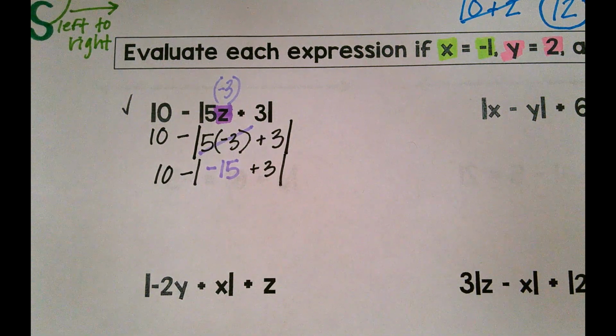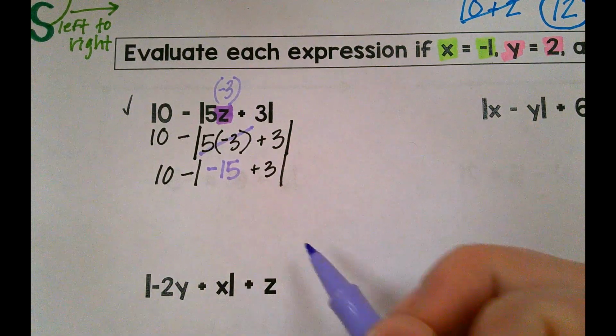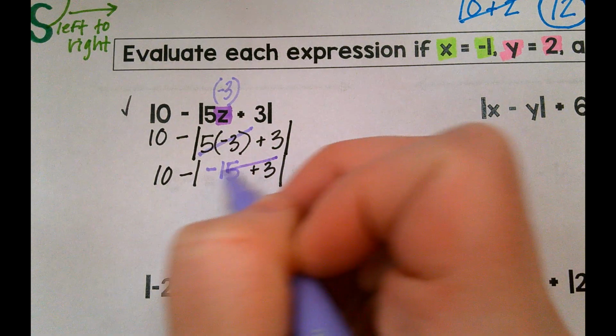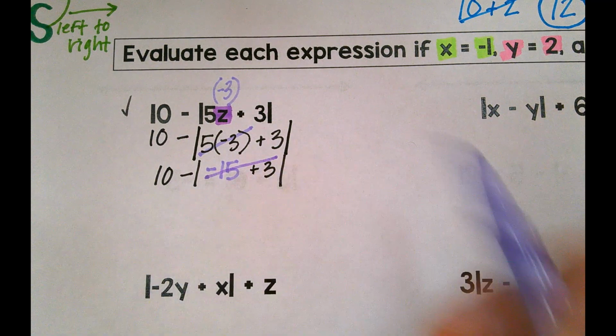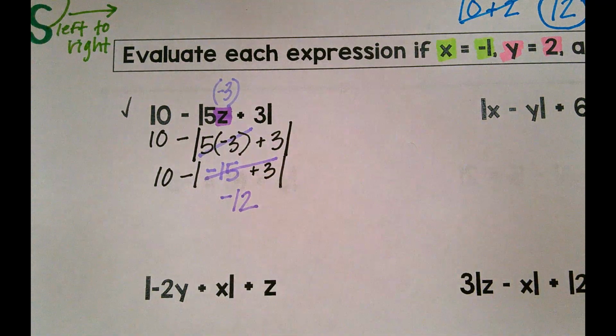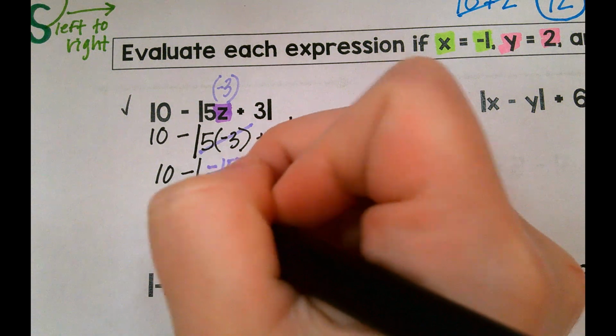So we gotta finish what's inside the bars. So what's left inside the bars? -15 plus 3. Okay, so let's find -15 plus 3. -12. So I'm going to cross out -15 plus 3 and write -12. What comes down? 10 minus. What else?